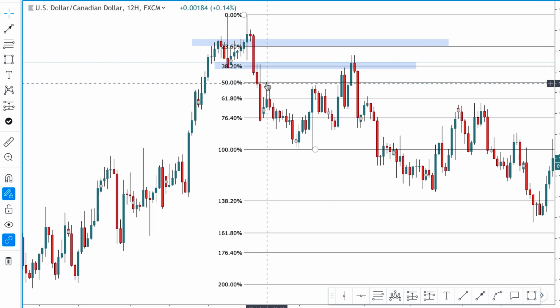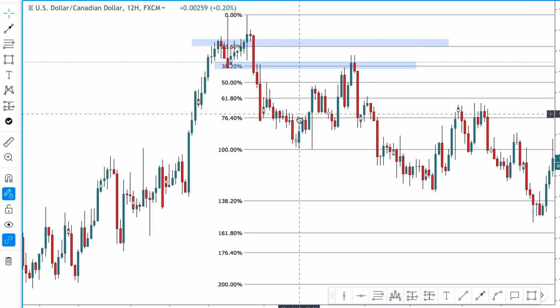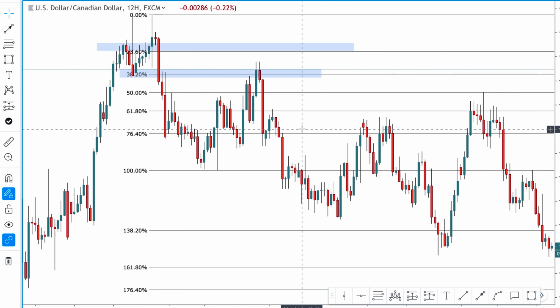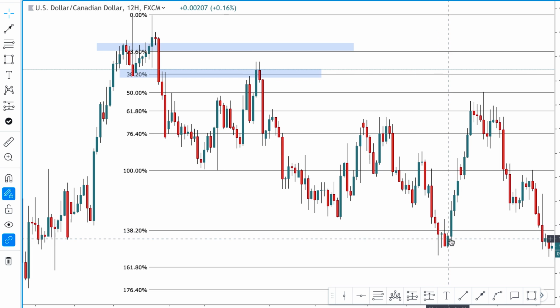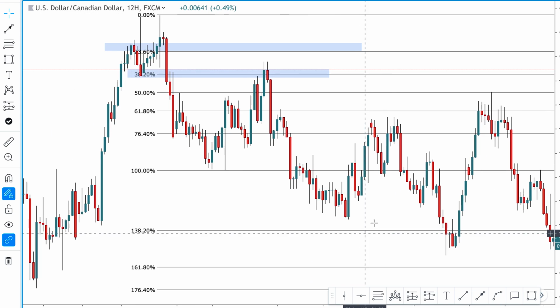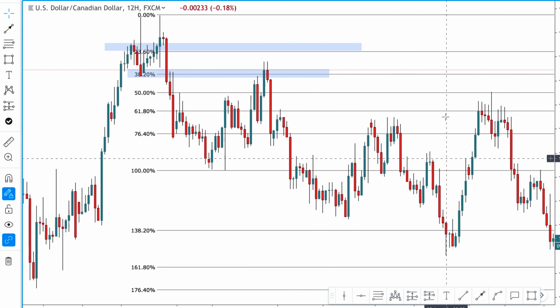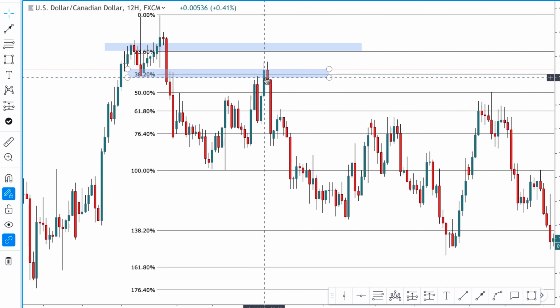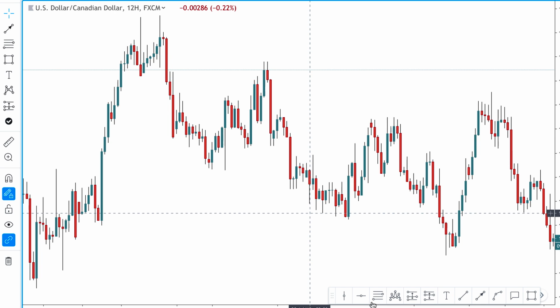You want to see preferably a 50 or 61 because it shows that the opposition is not as strong. And you can see what happens afterward. The price has a very, very hard time even reaching 138.2. Of course, eventually we hit 176.4 even, but it's very unlikely that you're going to hold through all of this. So you don't want to see too deep retracements here.